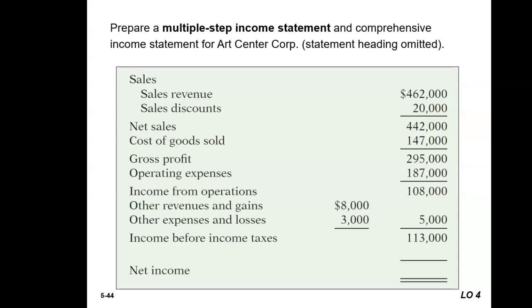$113,000. Now recall that the income tax rate was 25%, I believe. So you're going to take your income before income taxes, get my calculator just to be sure, 113,000 times 0.25, yep, it was 25%, to get your income tax expense of $28,250. Subtract that from income before income taxes, and voila, we have our net income in the amount of $84,750.